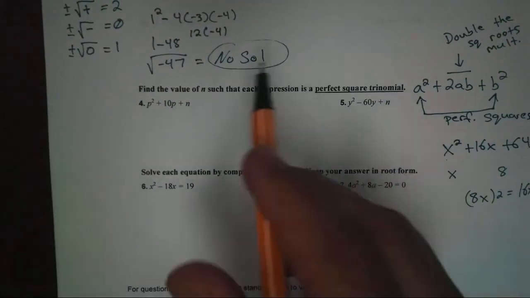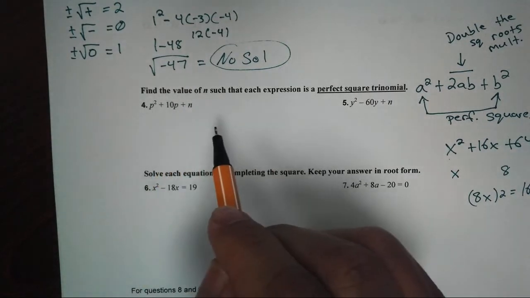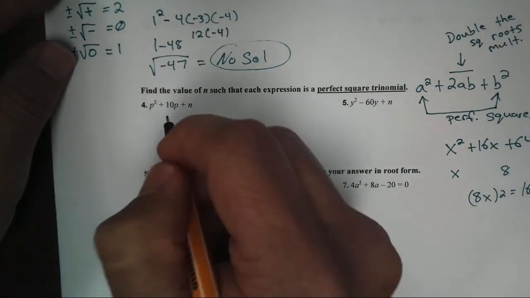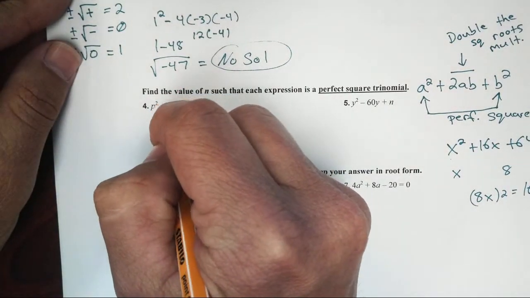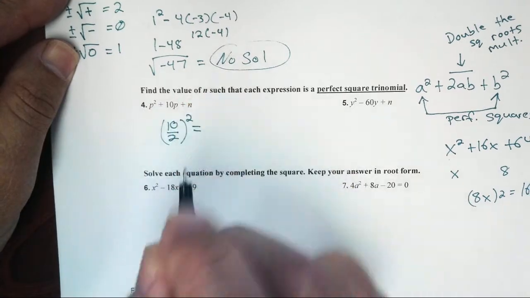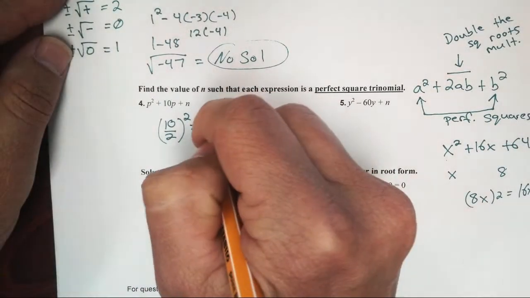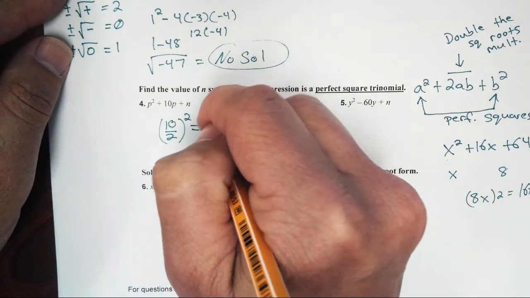So when you have to come up with the missing number, this is called completing the square. And the shortcut, or the process, is you take half of your middle term. So the middle term here is 10, so we take half of it, and then you square it. So 10 divided by 2 is 5. 5 squared is 25, and that's your answer.